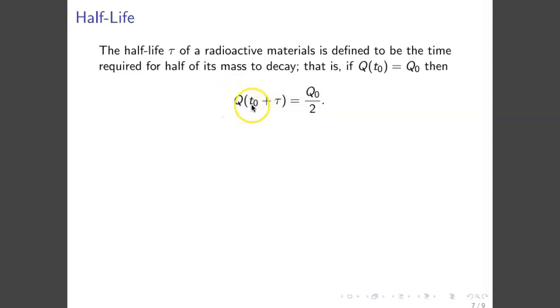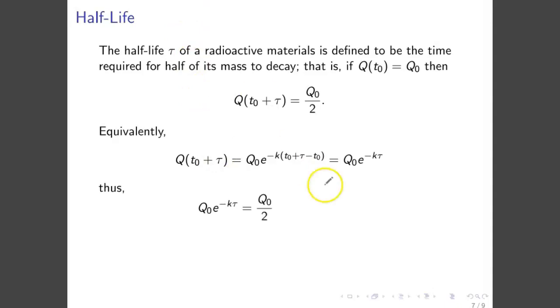So the amount of material at time t sub 0 plus tau is the initial condition divided by 2. So once we have an expression for q of t, evaluating that expression at this particular time t sub 0 plus tau leads to an expression in which we can equate q0 e to the minus k tau. We can equate that to that quantity q sub 0 divided by 2, and then we can solve for tau.